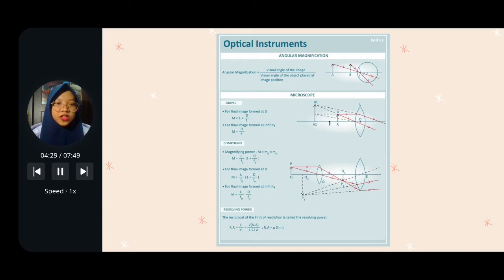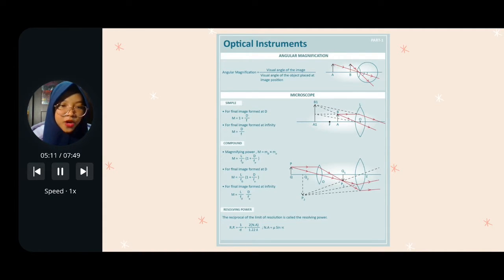And here is the formula for the optical instrument in eyes and microscope. You can see the angular magnification, and here the ray diagram and the formula. The formula of angular magnification is equal to the visual angle of the image over the visual angle of the object placed at the near point. And for microscope, here is the ray diagram for simple microscope and for compound microscope. You can see on the left is the formula for them.